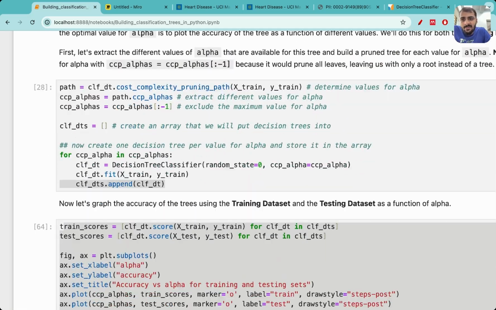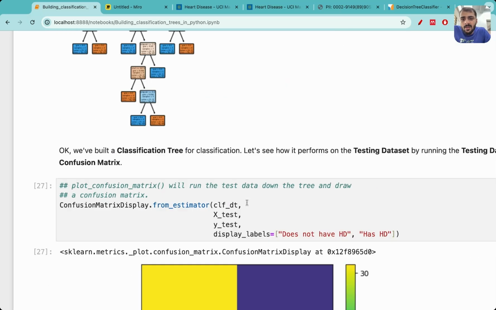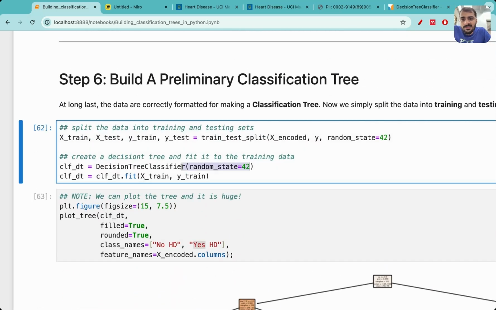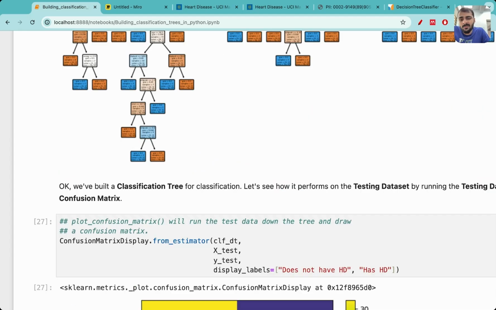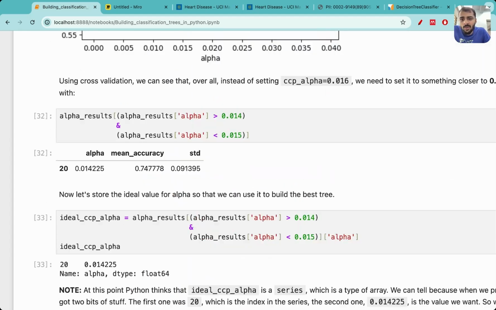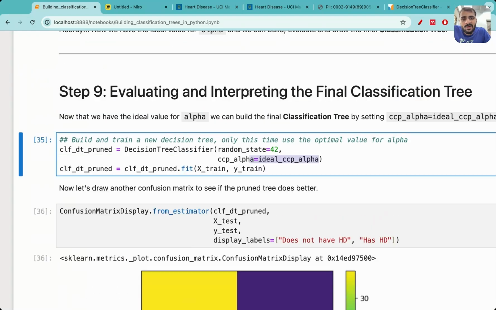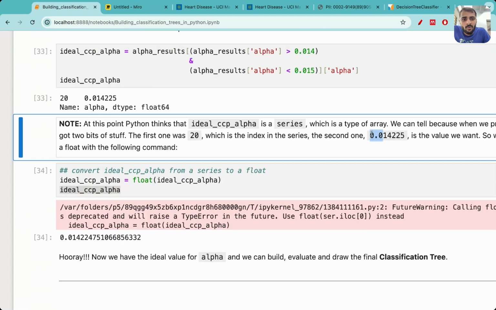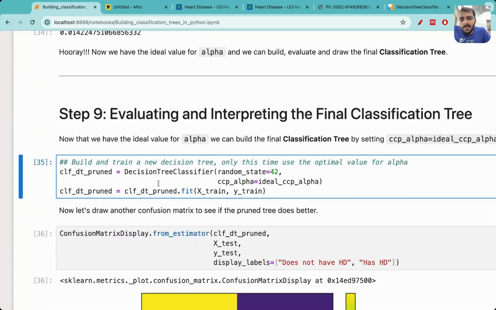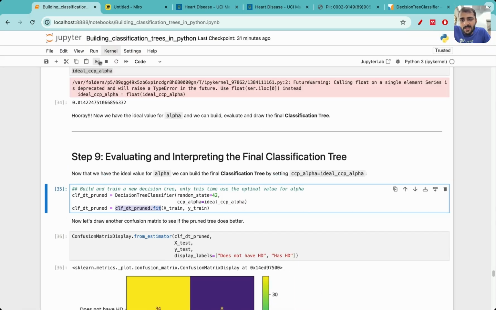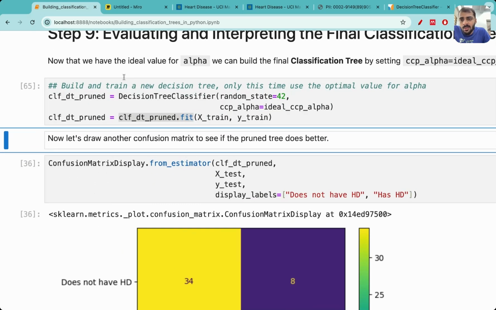Remember when we built the classification tree earlier, we did not put the CCP alpha over here, right? We did not put anything over here because we did not know what is the best alpha to choose. But now we know based on the cross validation analysis. So we can put the CCP alpha, it will be equal to 0.014. Great. And now let me run the same function, which is classification decision tree prune dot fit x train and y train. So let me run this now.